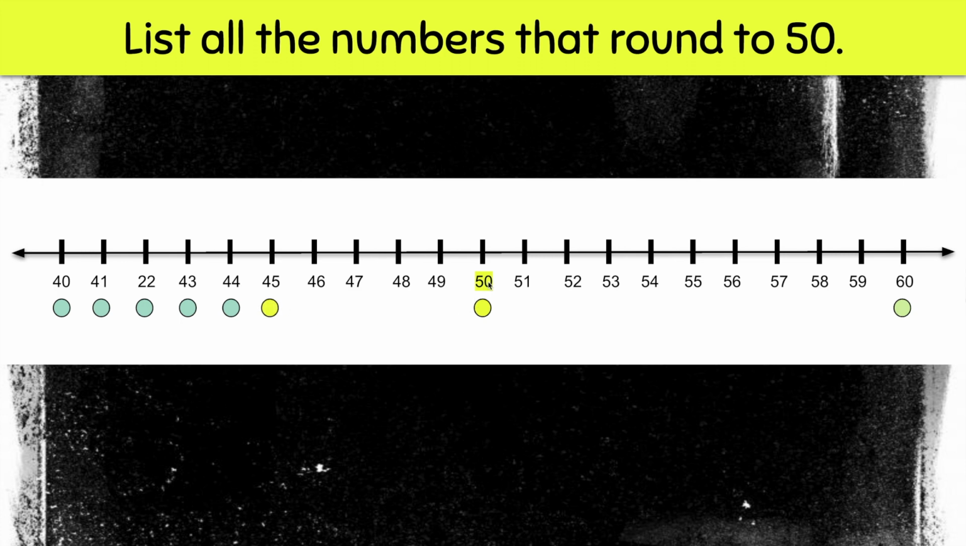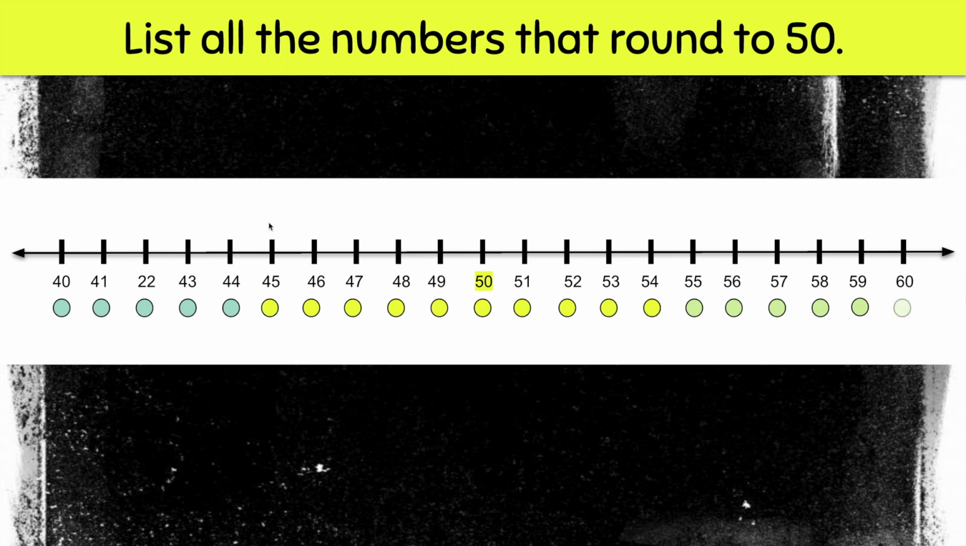So 45 rounds up to 50. 46, 47, 48, and 49 also round up to 50 because they're closer to 50 and further away from 40. Now we have 50 to 60. Halfway is 55. We know that anything halfway and greater rounds up, and anything below halfway stays with the 50. 51, 52, 53, and 54 are all closer to 50 than they are to 60. Now 55 is halfway, so we know 55 will round up to 60. 56, 57, 58, 59 are all clearly closer to 60 and further away from 50.